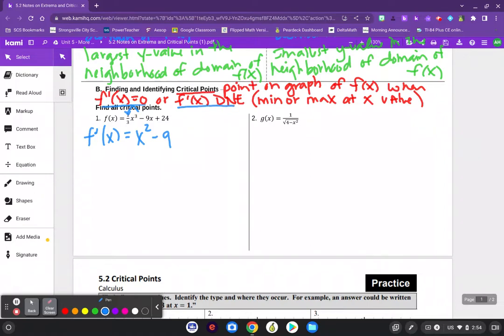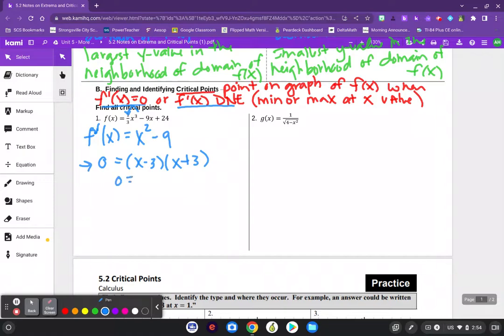That means I'm looking for when this derivative function is 0. Well, I can do that. I'm going to find when x squared minus 9 equals 0. You must write that you're finding the x values when this derivative is 0. If you don't write that, I'm dinging you for notation. And AP will as well.